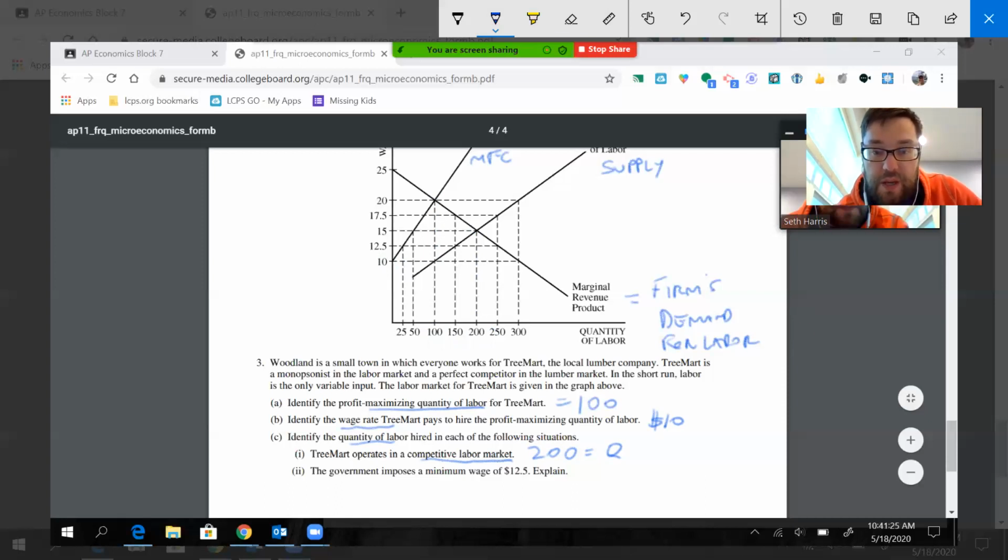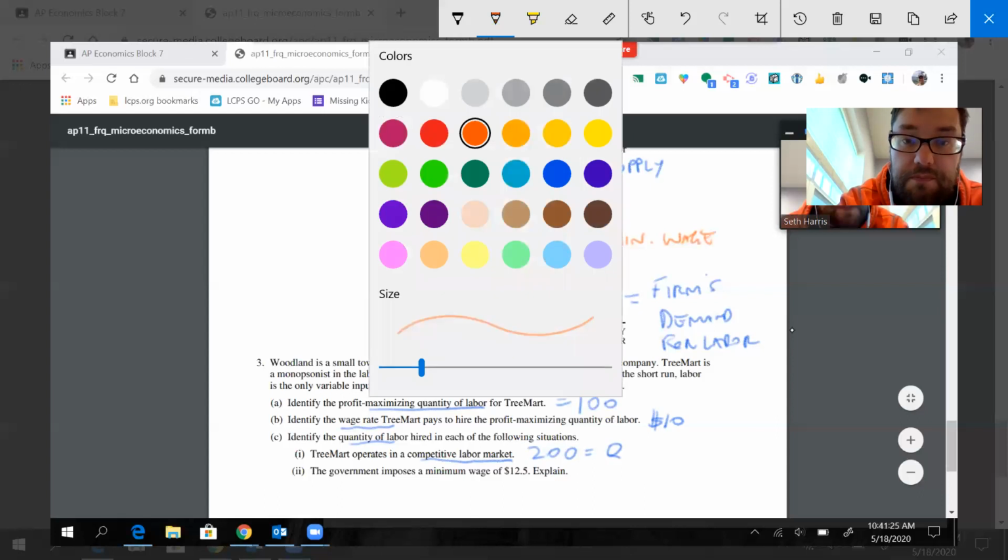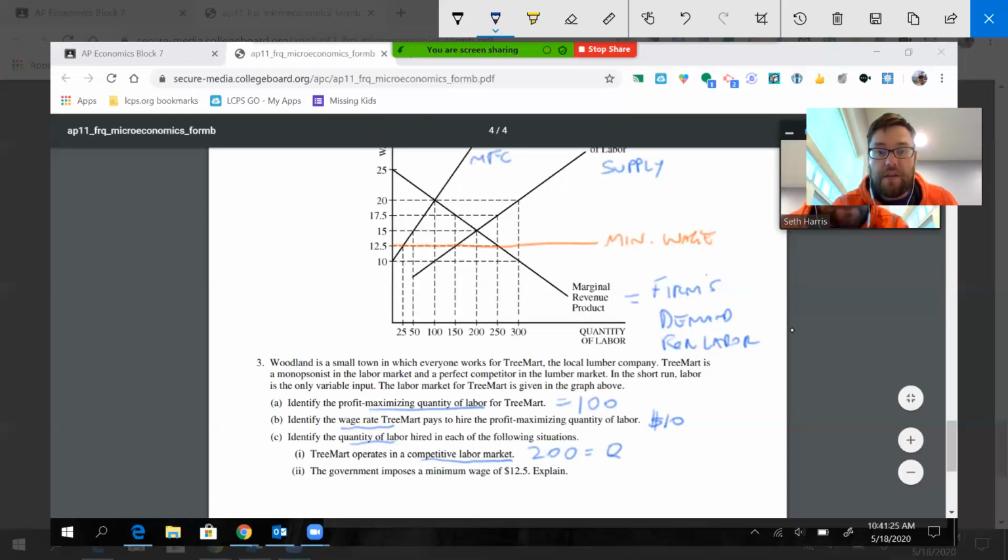The government imposes a minimum wage of $12.50, and they want to know what happens to the quantity of labor. So same question as part 1, but now with a minimum wage imposed. I'm going to use orange. All right, minimum wage at $12.50. Now the question is, what quantity are we going to employ here? You come across at $12.50 to where that intersects the supply curve. We're going to end up at 150.